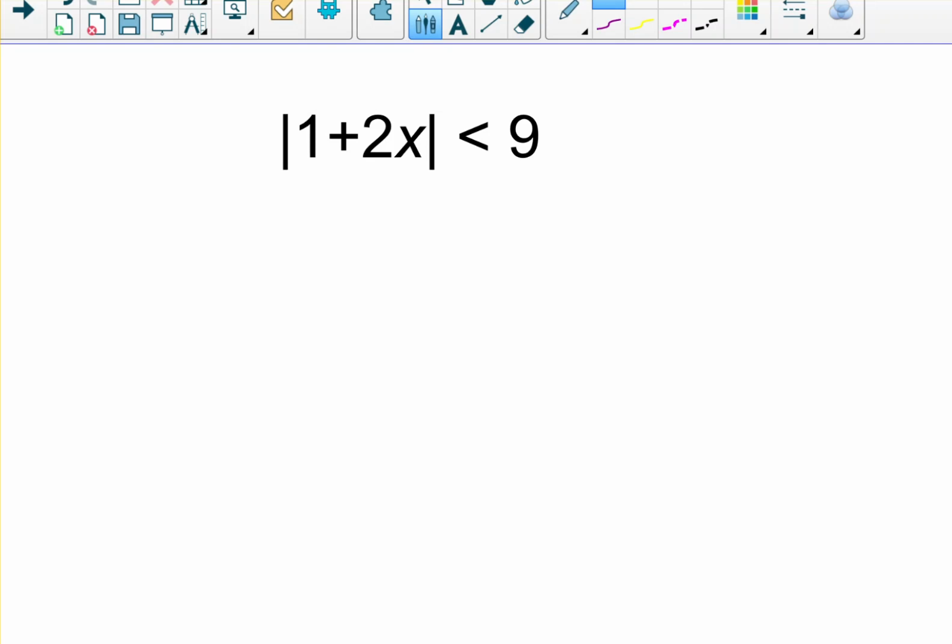All right, guys, let's go ahead and solve this absolute value inequality. First of all, we know this is an absolute value inequality because we see our absolute value bars and we see an inequality sign. So the first thing that you want to do is look at your inequality sign. This is a less than sign.